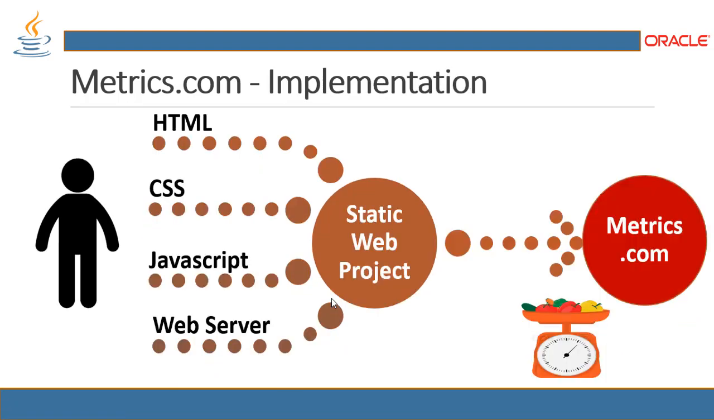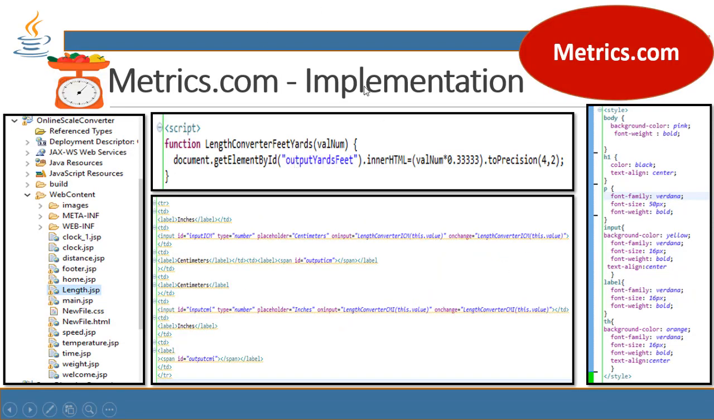Let's take a look at the implementation. Since it is a static web application, we are using HTML, hypertext markup language, CSS to give some style sheet, and JavaScript to implement the formulas in the algorithm for all conversions of these metrics. A web server is optional, but it's preferred to have a server deployment named metrics.com. Let's take a look at the source code.